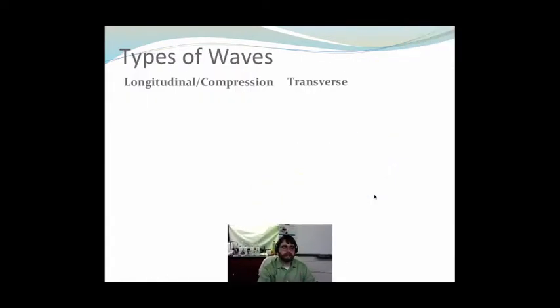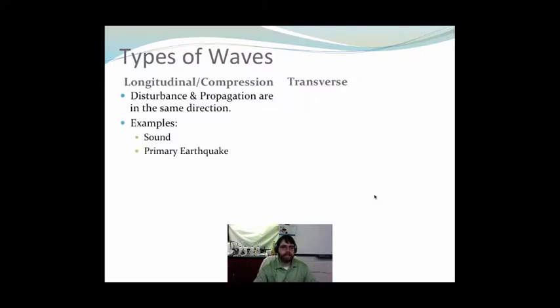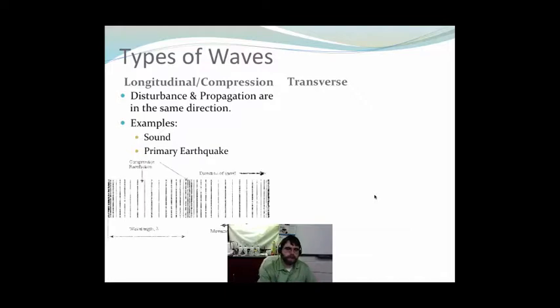There are two basic types of waves. You've seen these a couple times before, but first off is a longitudinal or compression wave, where the disturbance and the propagation, that is the shaking and the direction that the wave moves, are in the same direction. An example of this is sound and primary earthquake waves. There's a quick sketch of it. You don't need to worry about the terms on there, though, because we'll label parts of a wave on the next slide.